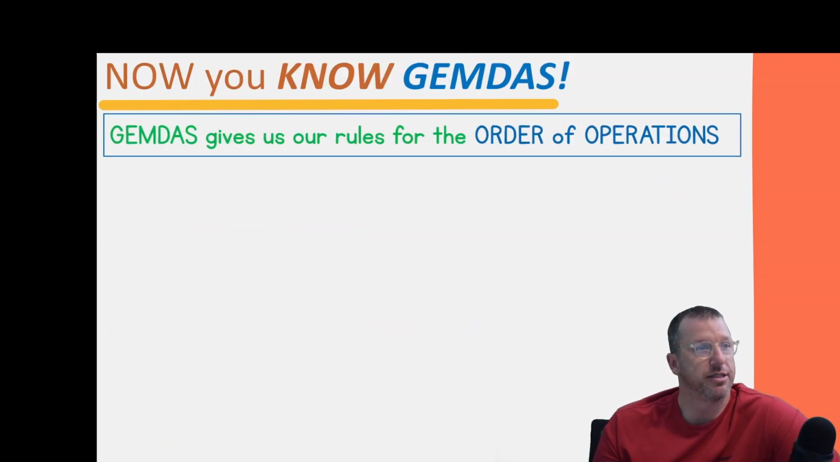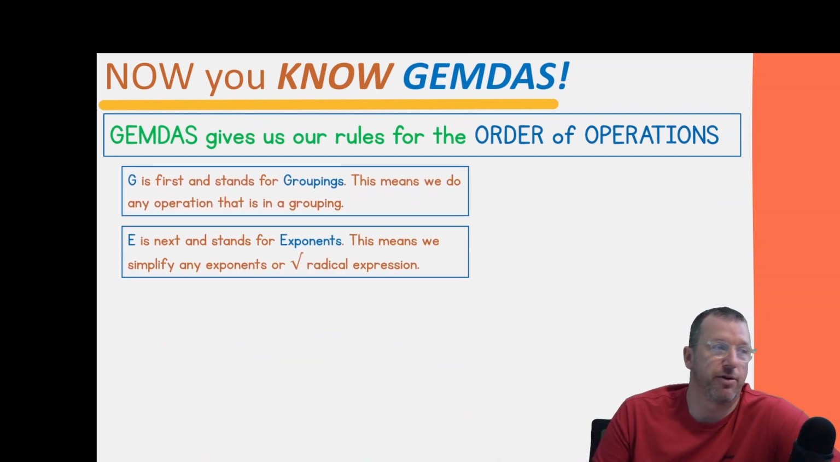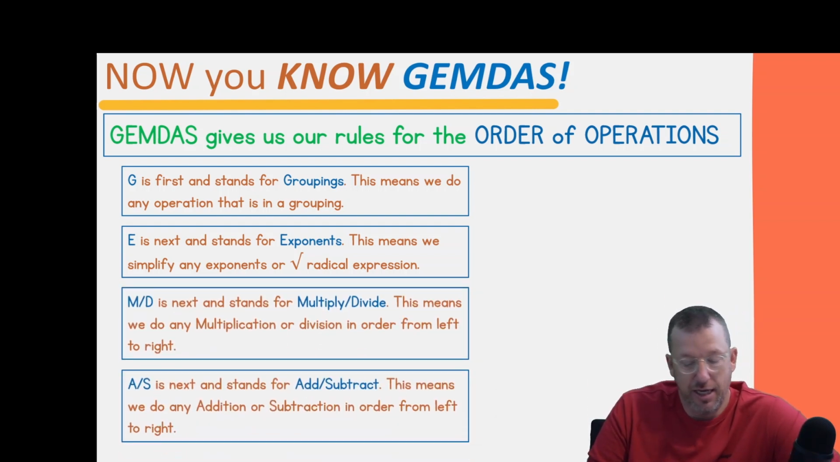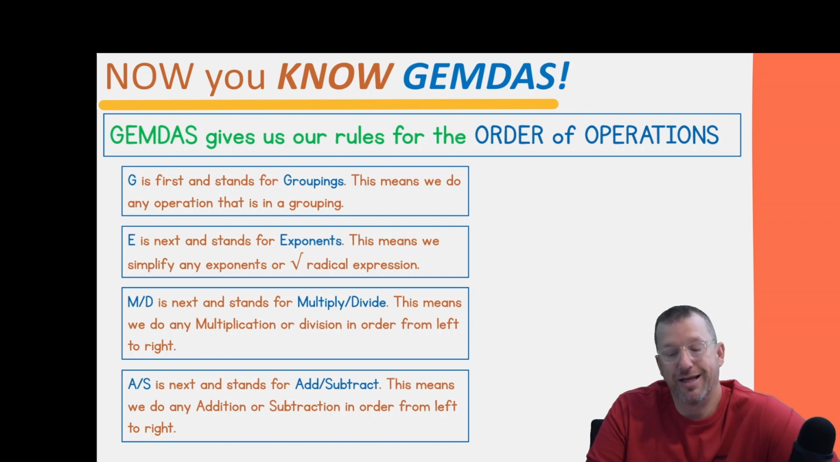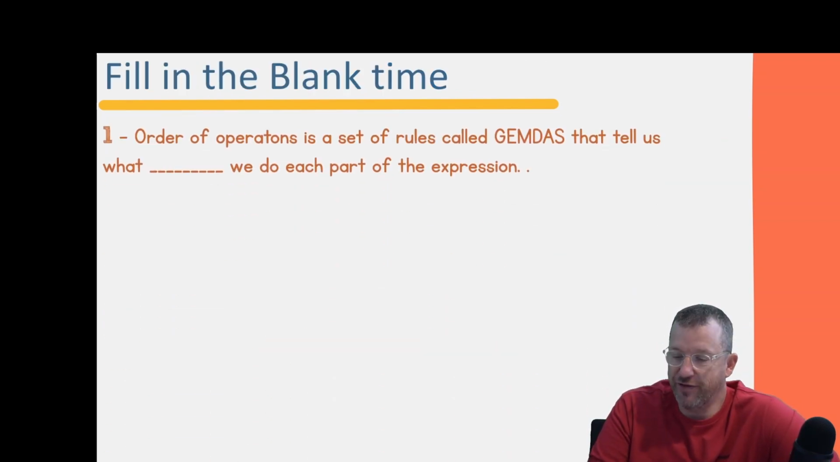Order of operations. All right? GIMDAS gives us our rules for the order of operations. So the first thing we do is groupings. Then we do exponents. Then we do multiplication and division following the left to right rule. And then we do addition and subtraction following the left to right rule. And I bet you're saying, I want to fill in the blank of my notes. Well, here you go. Order of operations is a set of rules called GIMDAS that tell us what order we do each part of the expression.